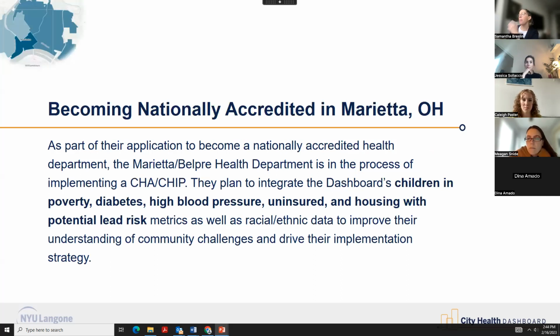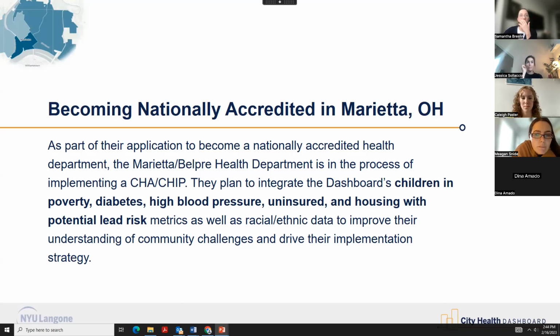The second comes from Marietta, Ohio. Marietta is a smaller place, and their health department was applying, or in the process of applying, to become a nationally accredited health department. That is a whole long, multi-year process that requires the locations applying to implement a community health assessment and a community health improvement plan.